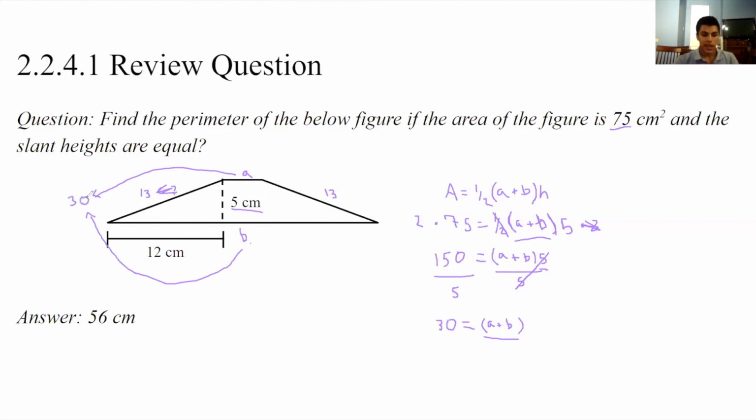So now we just need to add 30 plus 13, which is this side, plus 13, which is this side, and we have no side unaccounted for. So 30 plus 13 plus 13 equals 56. So 56 is the perimeter of this trapezoid.